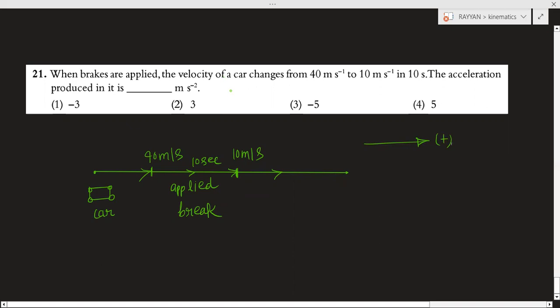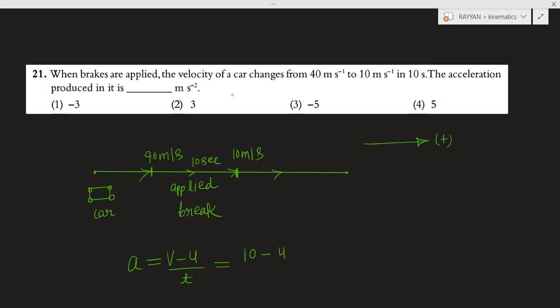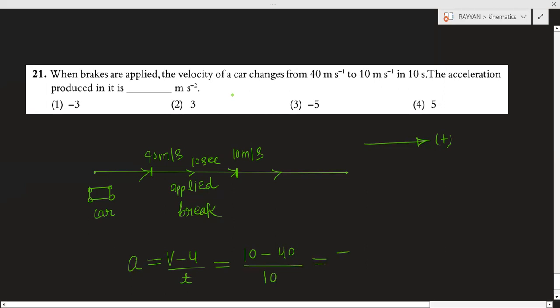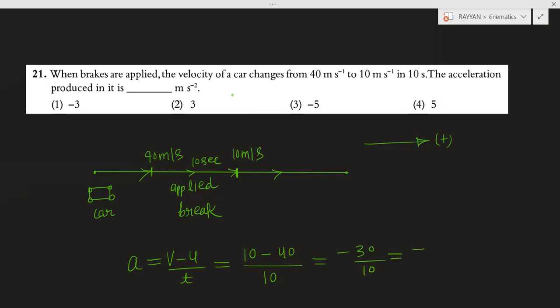So now what is the acceleration? Final velocity minus initial velocity divided by time. Final velocity is 10, initial velocity is 40, and this is divided by 10. So it will be minus 30 divided by 10. In this way you will get -3 meter per second square. Understood?